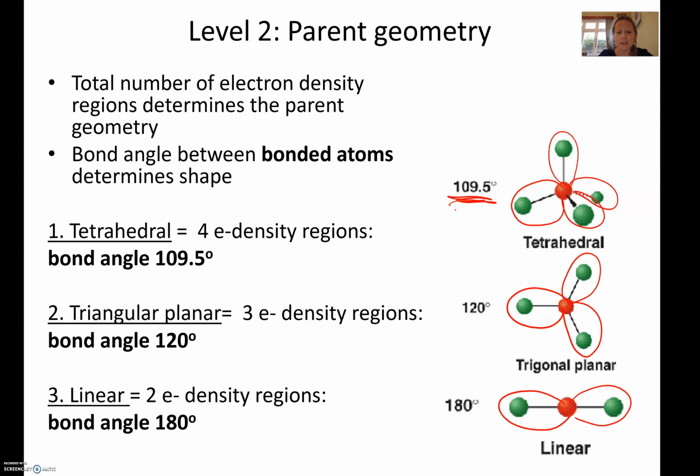You actually have to memorize these. Everybody does. That's just part of life, okay? Trigonal planar, 3 electron density regions and 120 degrees. And linear, 180 degrees between these two here and 2 electron density regions. So these are the parent geometries which all shapes are derived from.